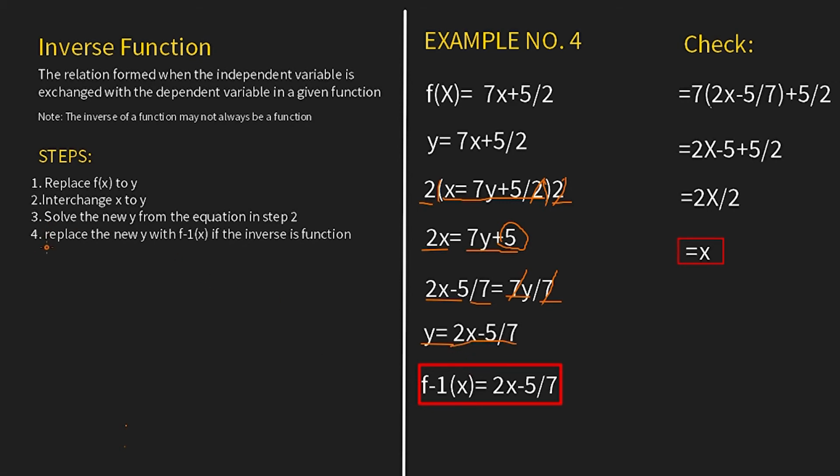So our last step is to replace the new y with f inverse of x. So f inverse of x is equal to 2x minus 5 over 7. And now we'll do checking to check if 2x minus 5 over 7 is an inverse function. So remember, we just have to copy the given function but substitute the x with its inverse. So 7, and we replace the x with its inverse. So 2x minus 5 over 7 plus 5 over 2.